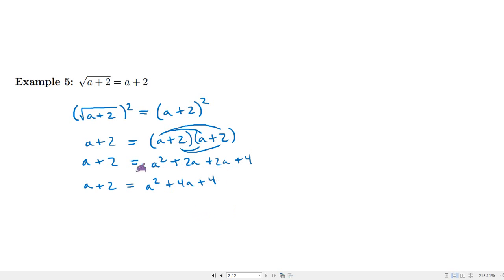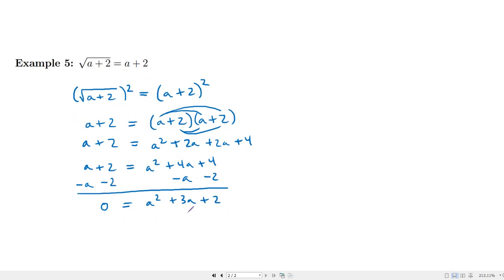So how do we solve something like this? Well, it looks like we have a quadratic, right? Or just some polynomial. So what did we do before? Well, we brought everything to one side, and then we tried to use our property of 0, right? So we'll subtract an a, and we'll subtract a 2 to both sides of the equation. So this will give us 0 is equal to a squared plus 3a plus 2.